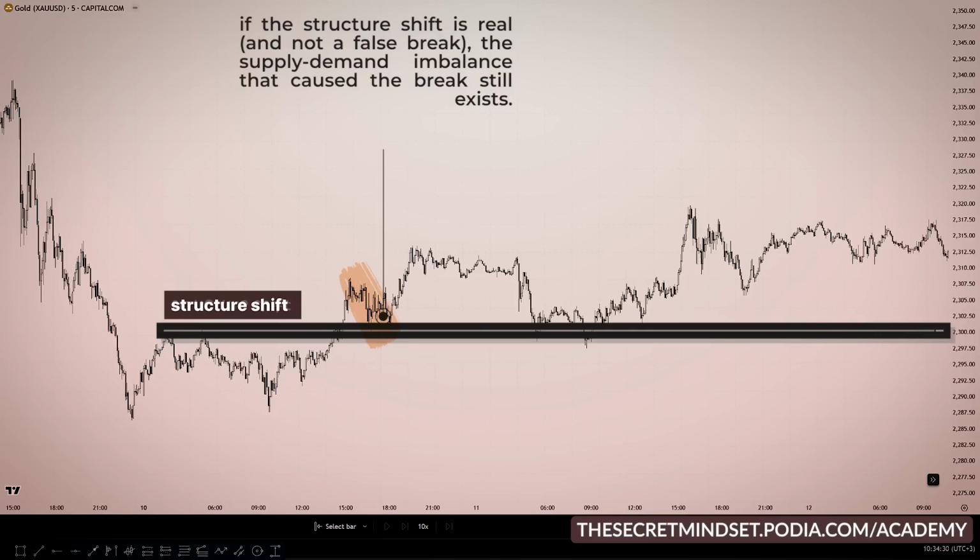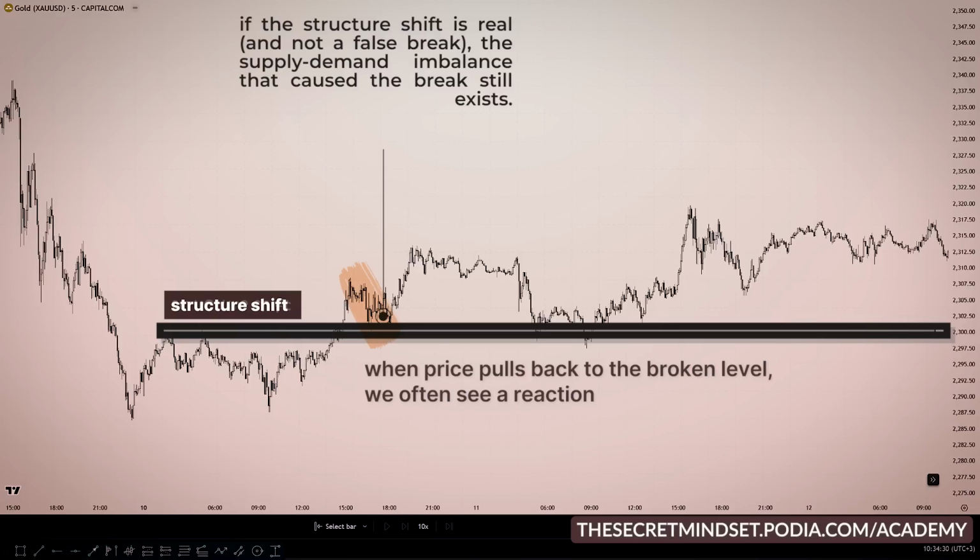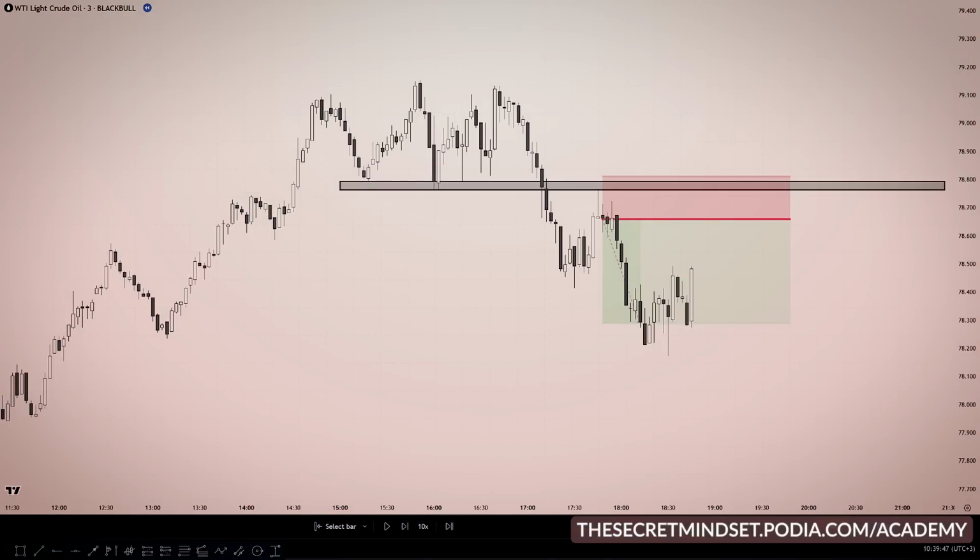So when price pulls back to the broken level, we often see a reaction as the dominant force, buyers in an upward break and sellers in a downward break, step in again. So this is how to trade this setup.